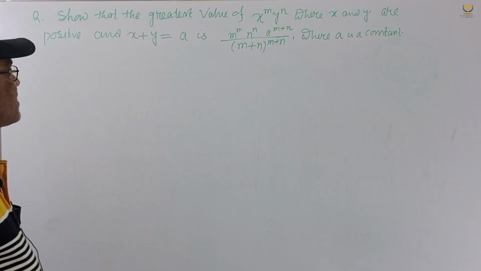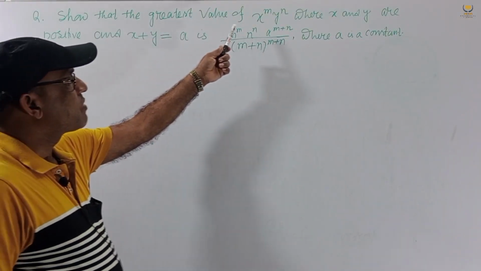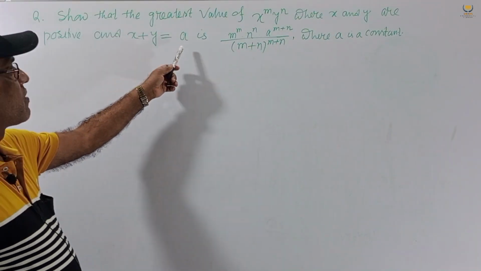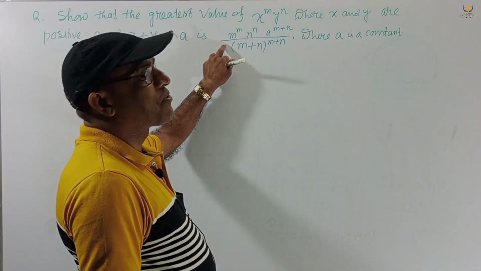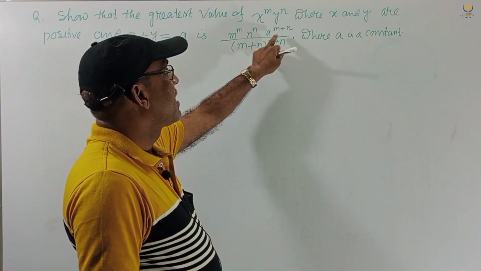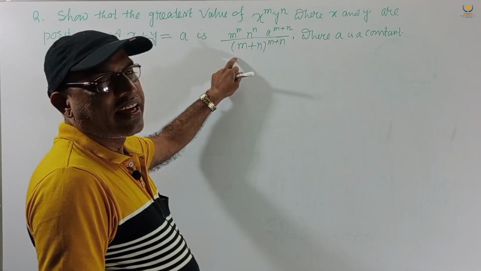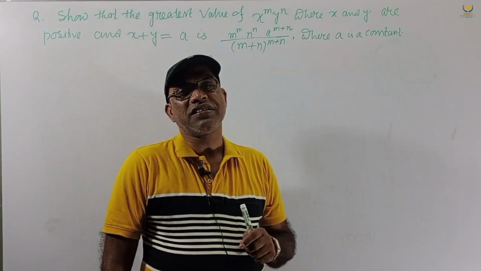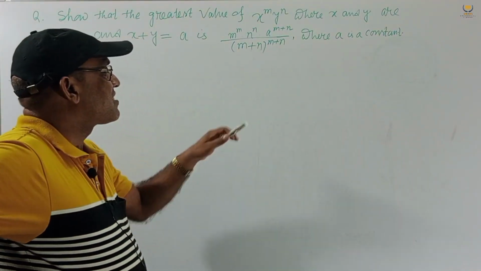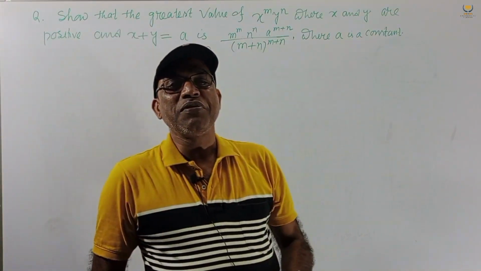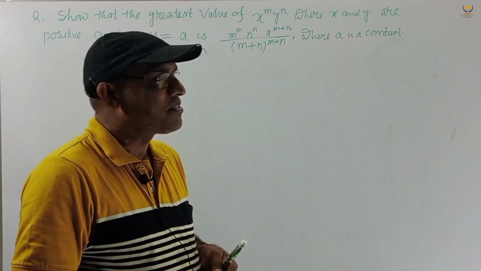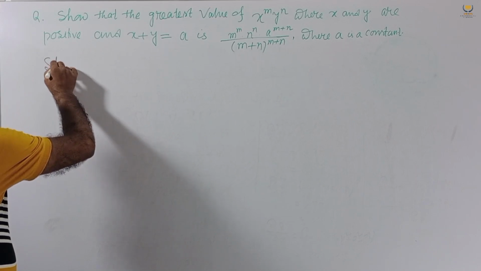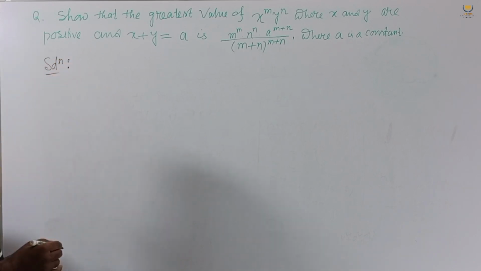There is another interesting and easy problem. Show that the greatest value of x to the power m, y to the power n, where x, y are positive and x plus y equal to a, is m to the power m, n to the power n, a to the power m plus n by m plus n whole to the power m plus n, where a is a constant. This is the problem. This is very easy, very simple. This type of problem was given in the last video, where x, y, z were given. Actually, this is a cousin of the previous problem.